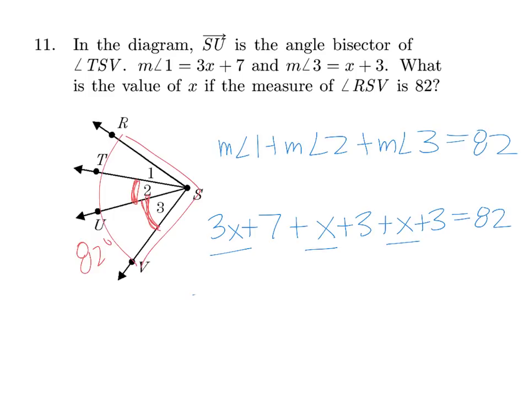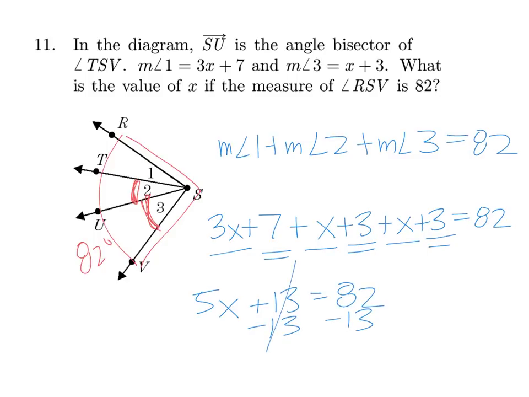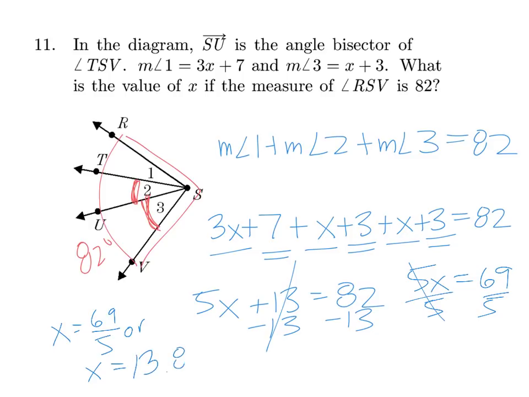Then add these up, and I got 5x plus 13 equals 82. And then I have 5x. 5x is equal to 69 divided by 5. So x is equal to 69 over 5, or x is equal to 13.8. All right, a bunch of different ways to represent the answer. You could represent it as a mixed fraction as well. Your choice.